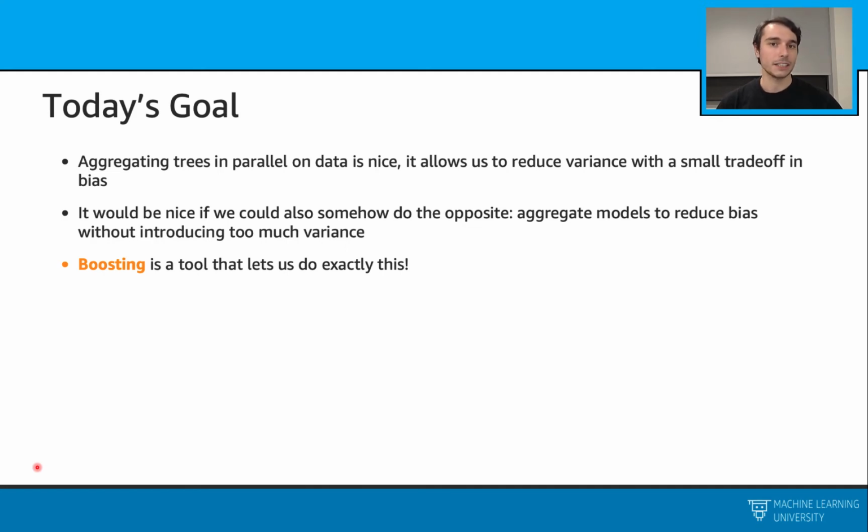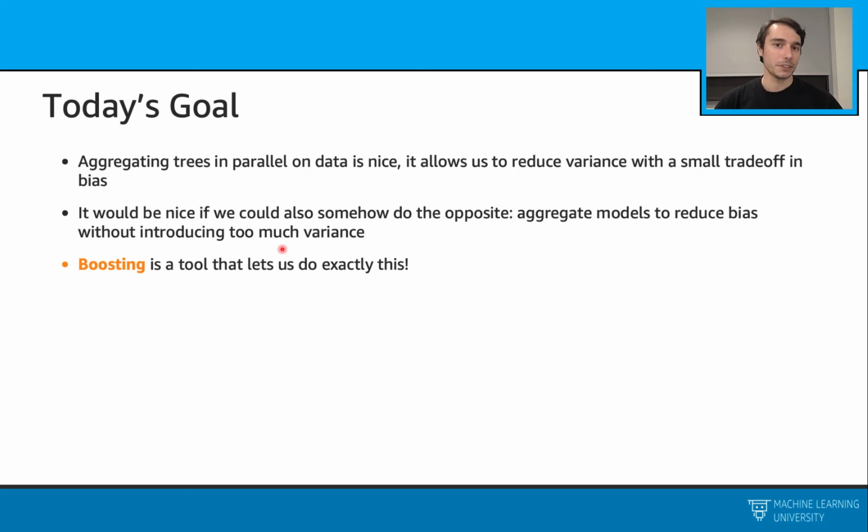So far in this class, we saw that if we aggregate some random multiple models, we usually reduce the variance with some small trade-off in bias. When it comes to boosting, it's quite different because we are using some weak learners, so they will have some high bias. This time we will try to aggregate models to reduce bias without introducing too much variance.